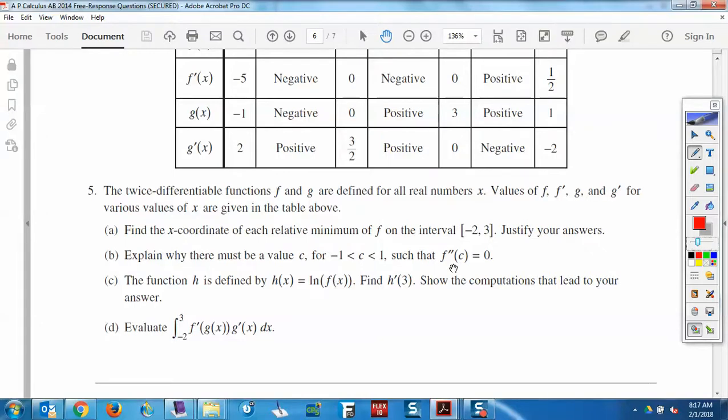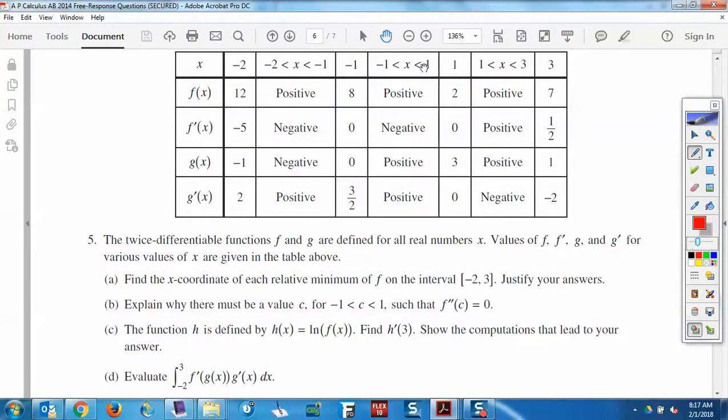Explain why there must be a value c between -1 and 1 such that f double prime equals 0. Why must there be a value of c such that f double prime equals 0 between -1 and 1? That's the mean value theorem. Now it's f double prime, right? So what function do we want to check the slope between the endpoints?